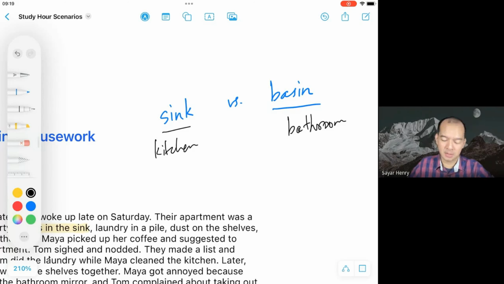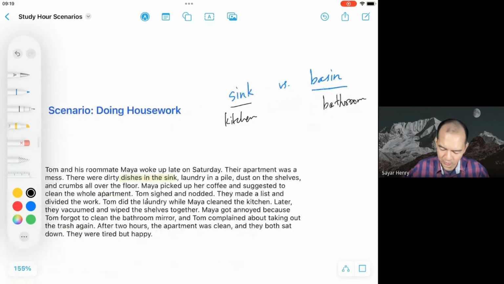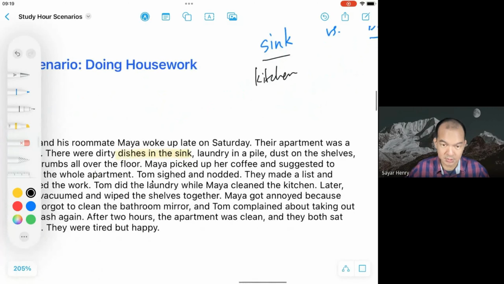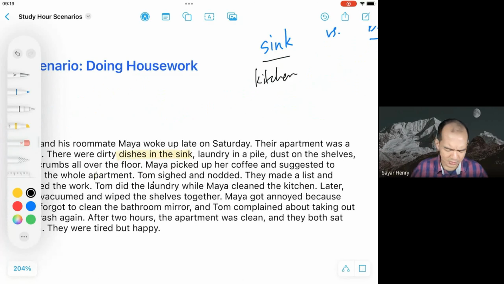That's the American usage. Sometimes British people use them interchangeably, so sink can mean both things, or a basin or wash basin is the same thing as sink. But in the United States, they usually separate the terms. Sink is about washing dishes, and basin is about washing your hands and your face. So that's the basic difference. Here we are using sink because we're talking about dishes, so that's in the kitchen. The kitchen is dirty, with dishes in the sink.